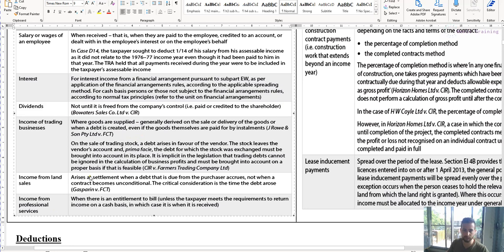Right? Income from the sale of land arises at settlement. So when a debt that is due from the purchaser accrues, not if the settlement date is when you exchange money, so it's basically then. Income from professional services is when there's an entitlement to bill.